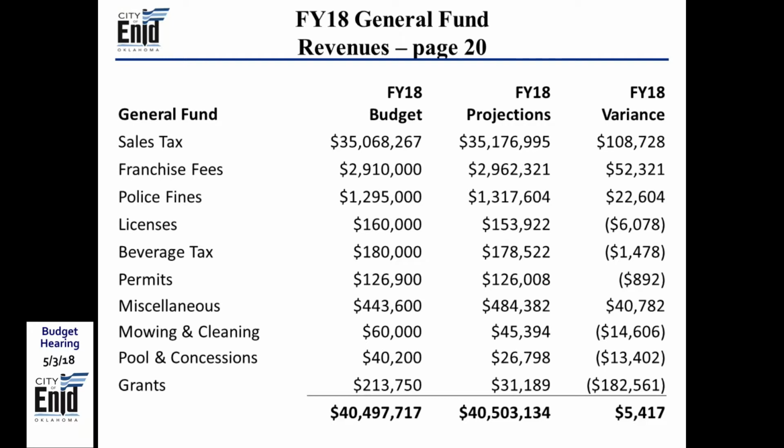There's a couple things I do want to point out. Sales tax is coming in a little higher. We will bring back an appropriation in June, because there will be transfers that need to happen from that to the municipal authority, and we don't have enough appropriations right now to make that transfer.